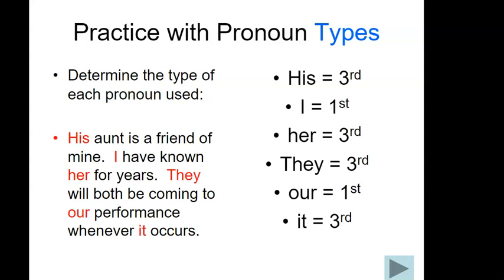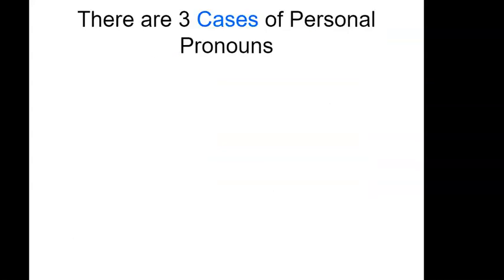Here is one more example for determining the type of each pronoun. His aunt is a friend of mine. I have known her 4 years. They will both be coming to our performance whenever it occurs. His is third person, I is first, her is third type, they third type, our first type, its third type.